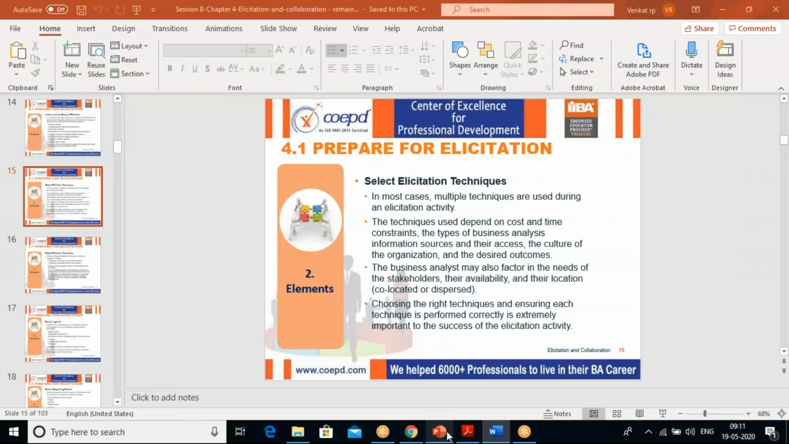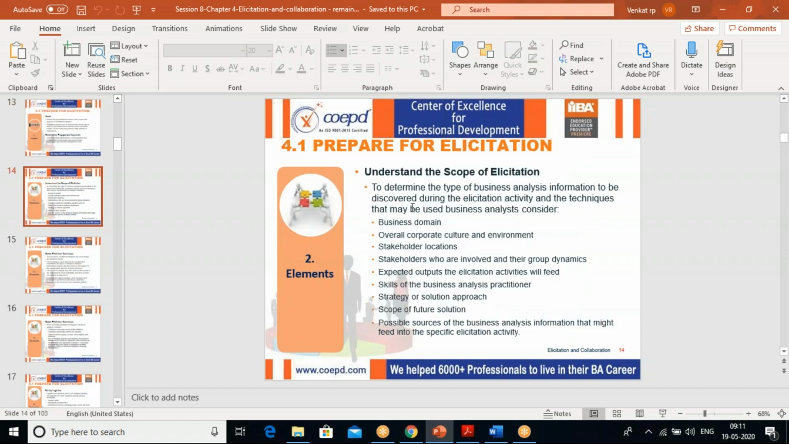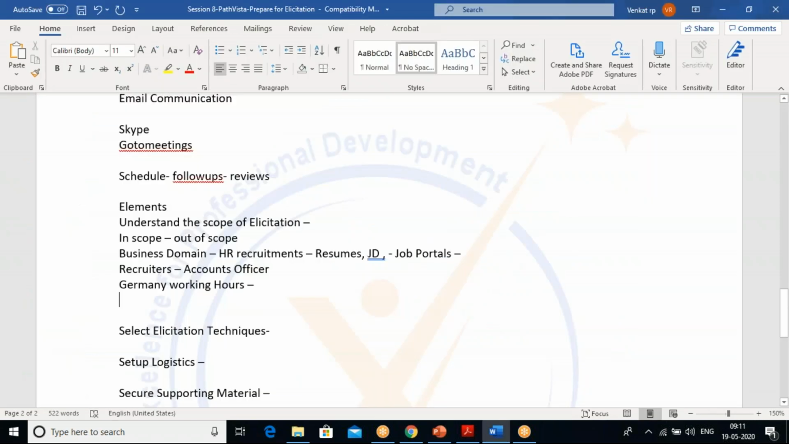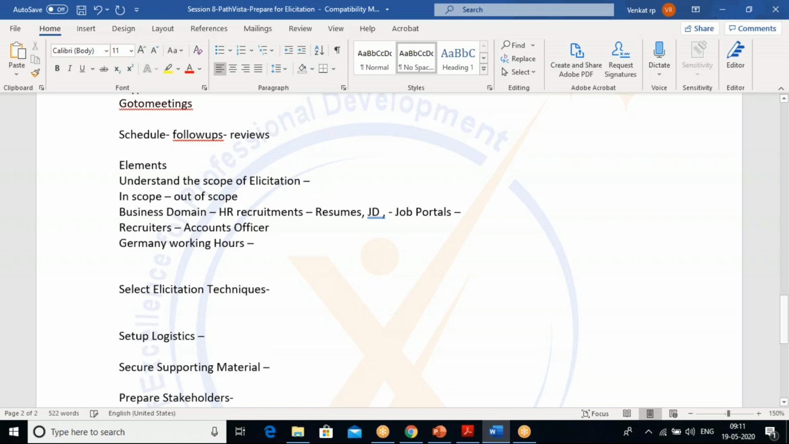So here we are going to understand the context of the elicitation. How we are going to start and where we have to reach, these things will come into the picture. Right? And select elicitation techniques. Now, who is going to speak about select elicitation techniques? Okay, Madhulika.